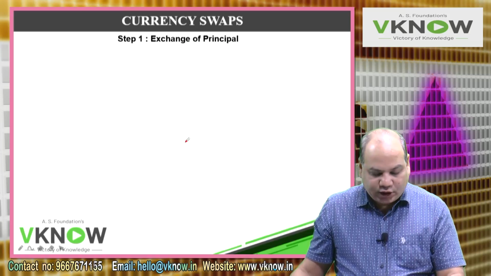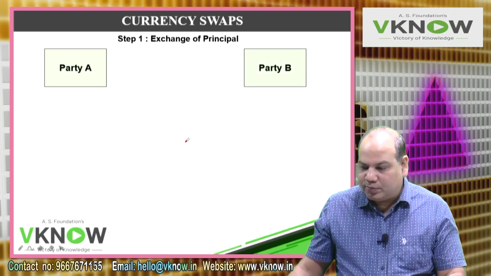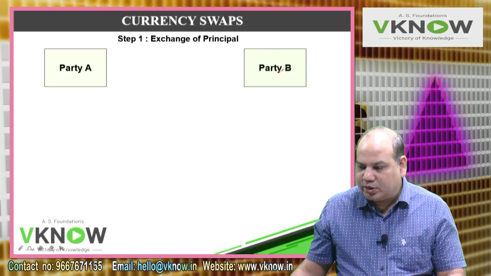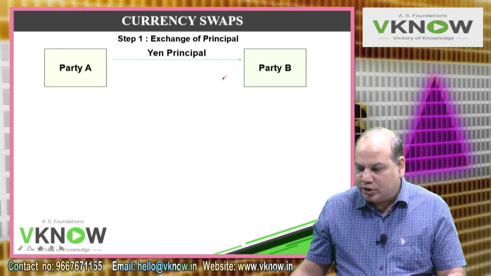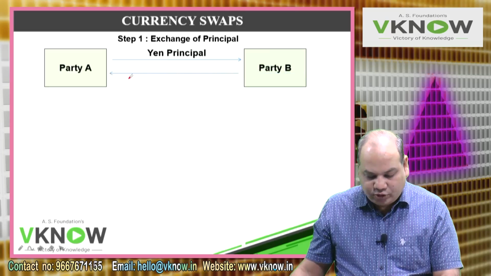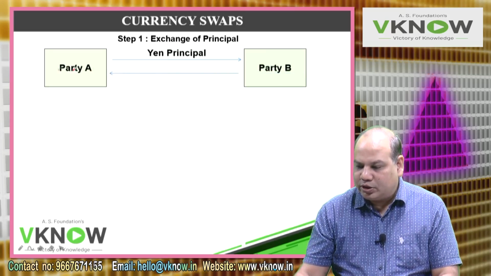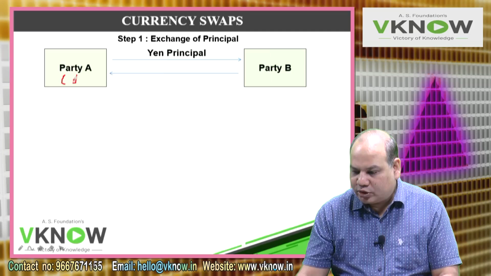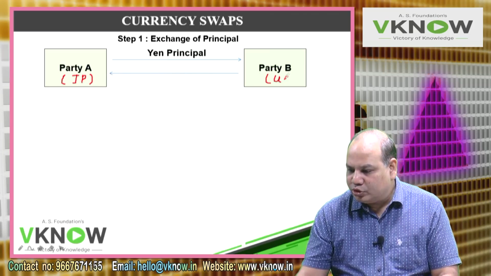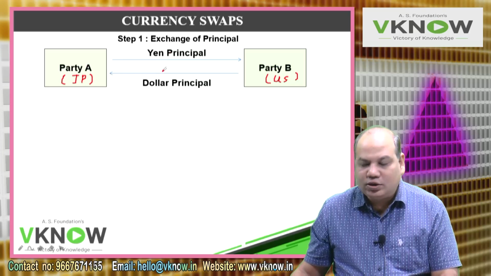This we can understand with the help of a diagram printed below, where we have 3 steps. Step number 1, this is party A, this is party B. So party A will give yen principal to party B, and party B will give this dollar principal to party A. So party A seems to be a Japanese firm and party B seems to be a US firm. So on the first day they will exchange the principal.